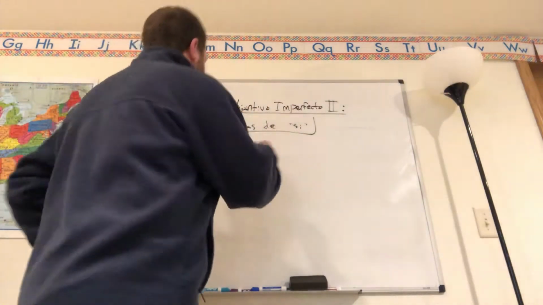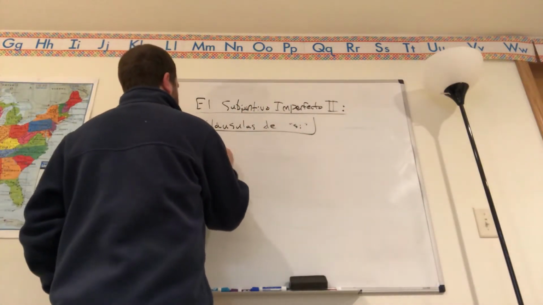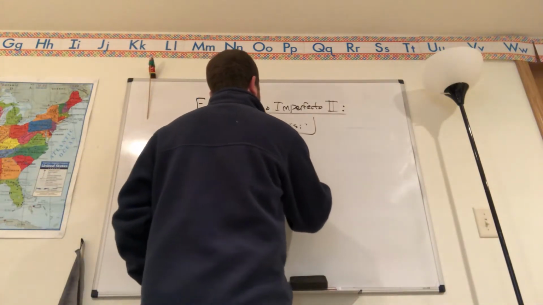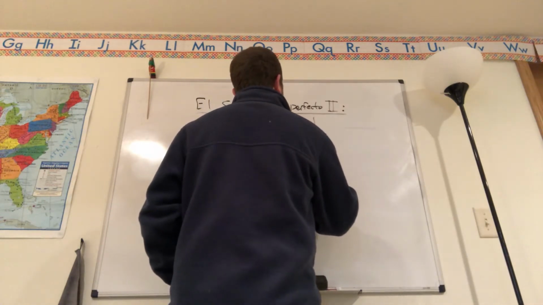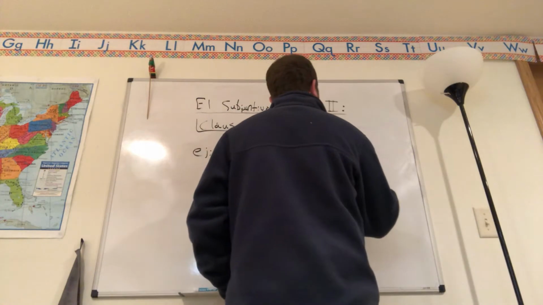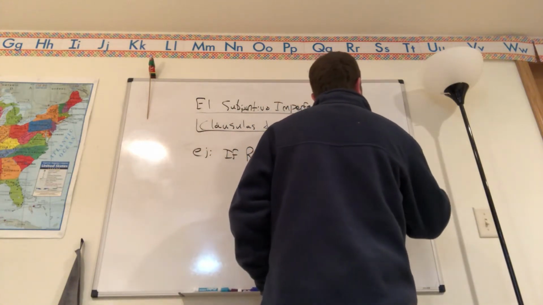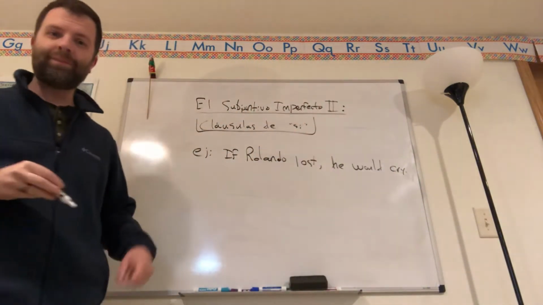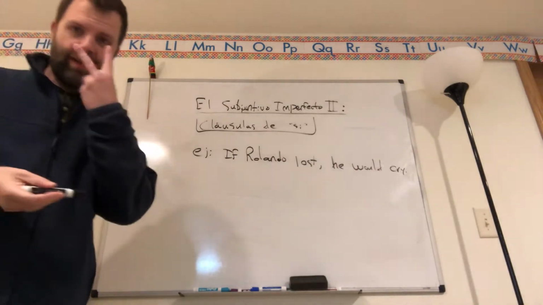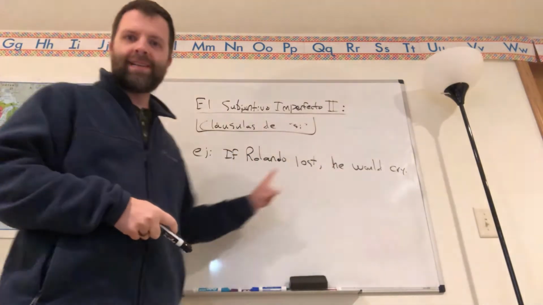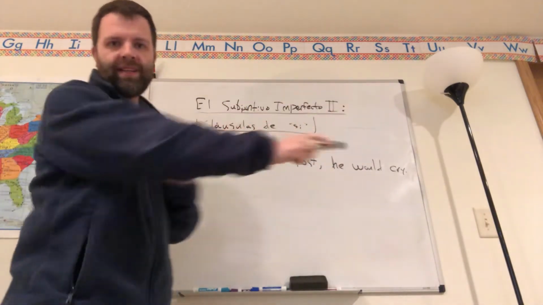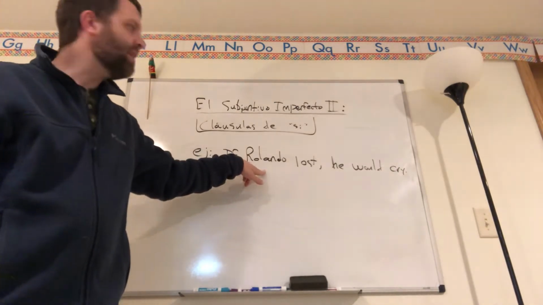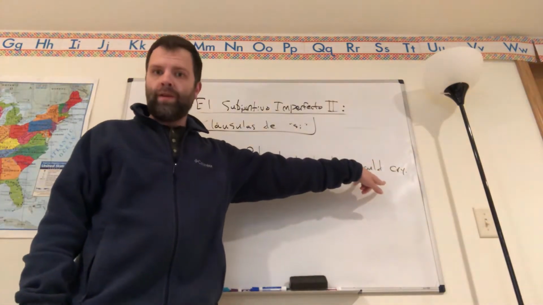So an example of something like this would be, let's see, when I pick on, if Rolando lost, he would cry. Sí, Rolando, es muy normal para ti. Pero bien, puede ver que hay dos cláusulas en esta oración. The if clause, if Rolando lost, and the other one, the would, he would cry.